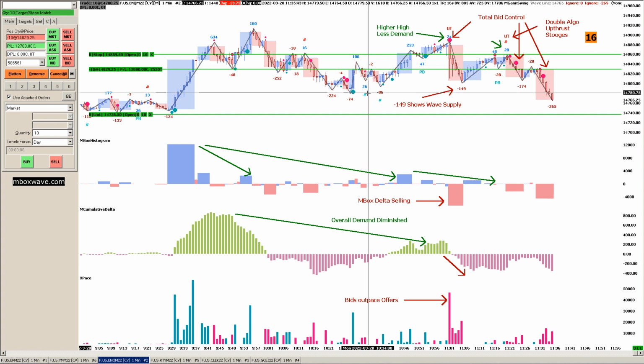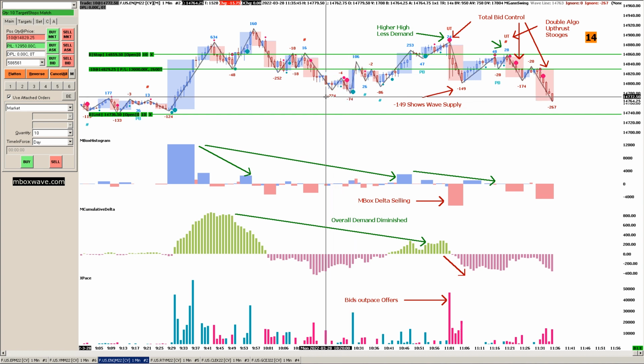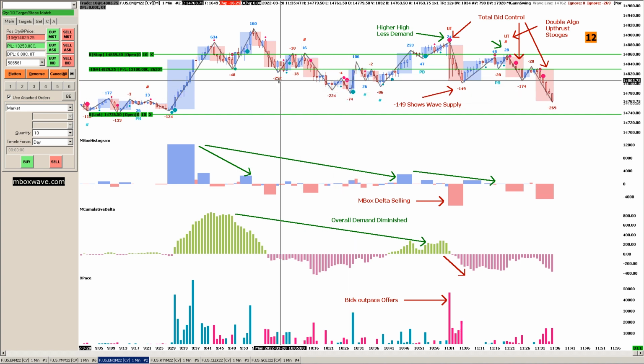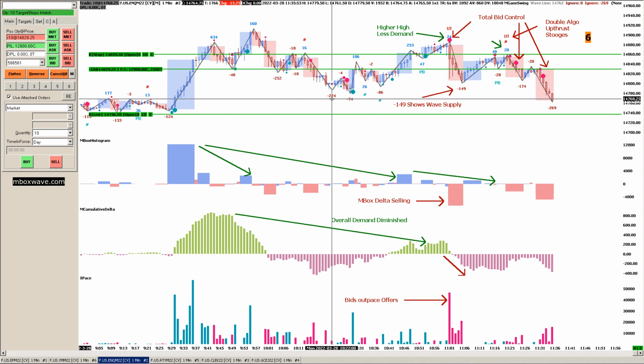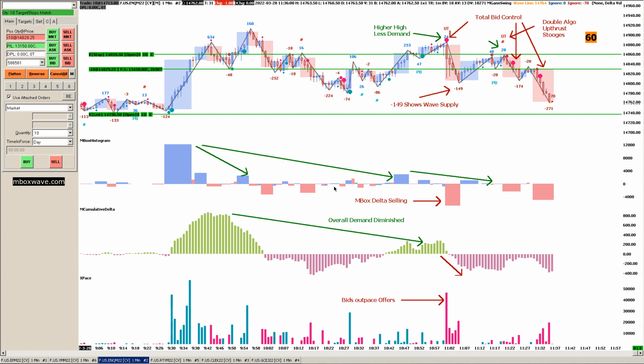So, for example, when we hit this point, look at this supply here. Got minus 252 and then minus 224. But I'm looking at the MBox delta here, and where's the supply? I mean the selling. So technically we have supply here and no selling. So that's a divergence, and then price reverses.